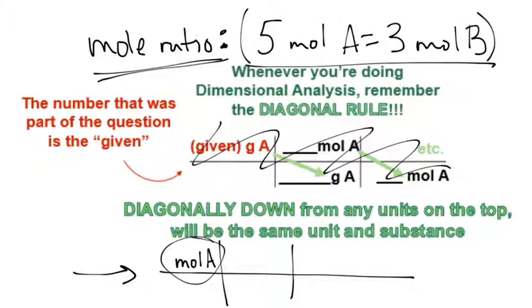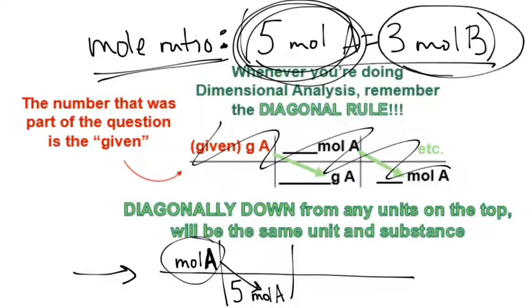The substance needs to match on that diagonal as well. So because A is the given substance that's up here on top, I'm going to need to make sure that moles of A go on the bottom of that next bracket. So in my mole ratio, that means that that 5 is going to be going down on the bottom. And because this side of my mole ratio was being forced onto the bottom, we have to keep that conversion together. It means the other part of that equation is going to be filling in the top. So 3 moles B would go there on top.